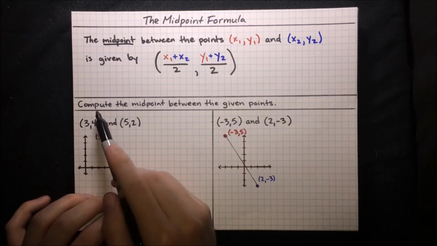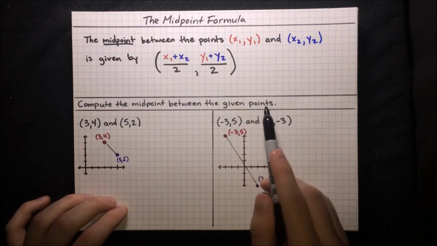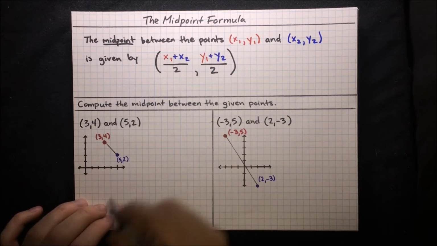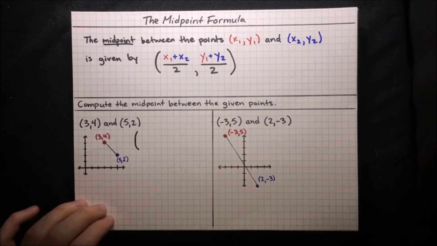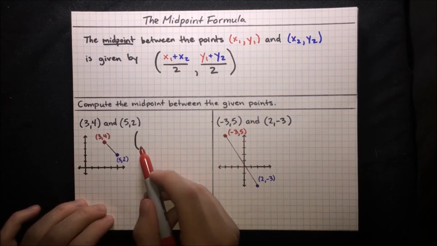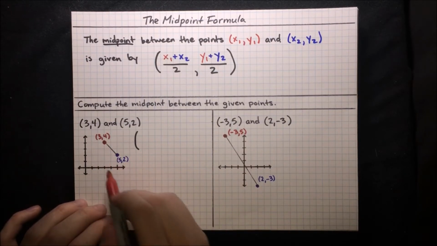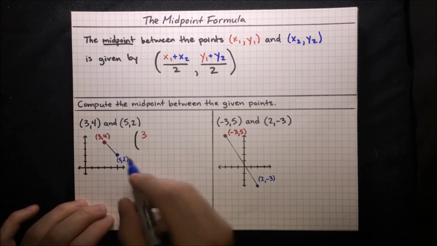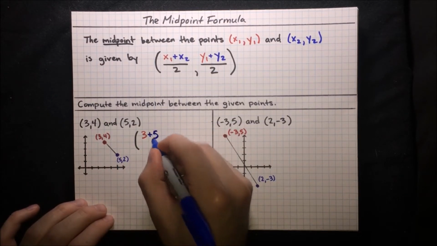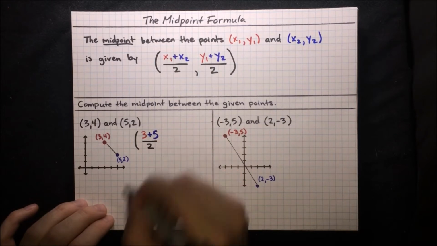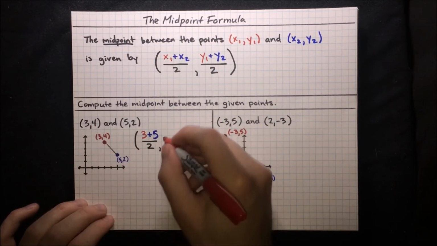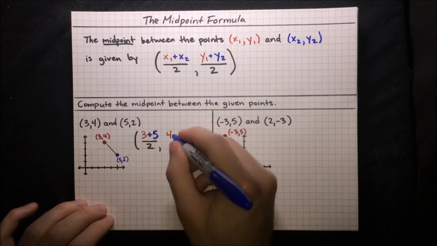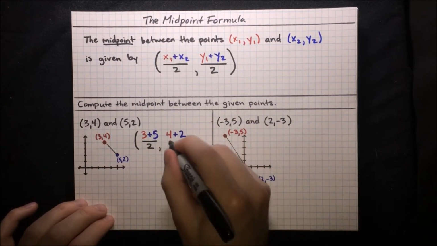Okay, so let's do some problems. Compute the midpoint between the given points. First of all, let's look at (3, 4) and (5, 2). Let's write down the midpoint over here. So for the x-coordinate of the midpoint, we have to add the x-coordinates of the 2 points and divide by 2. So we'll take 3, plus the x-coordinate of the other point, so plus 5, and then divide by 2. Then for the y-coordinate, it's the same idea. Take 4, the y-coordinate of that first point, then add 2, the y-coordinate of the second point, and divide by 2.